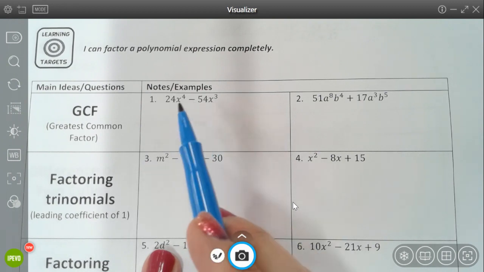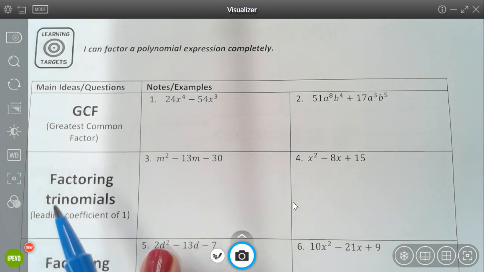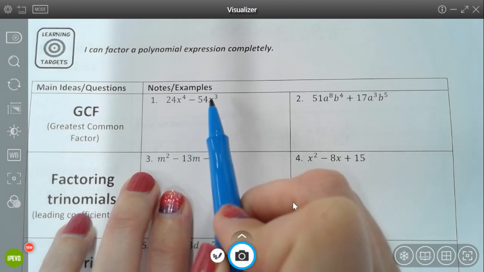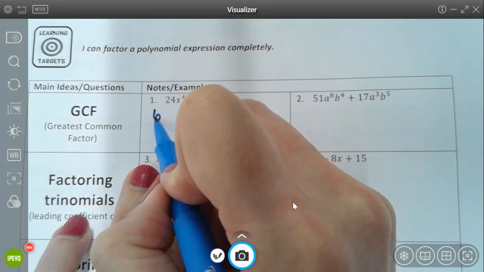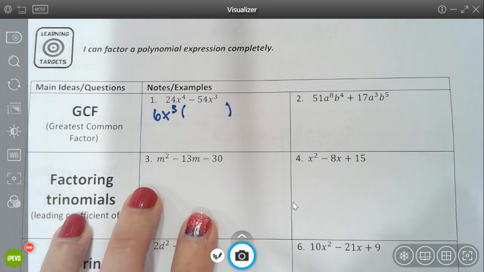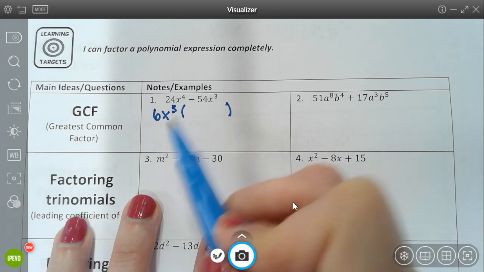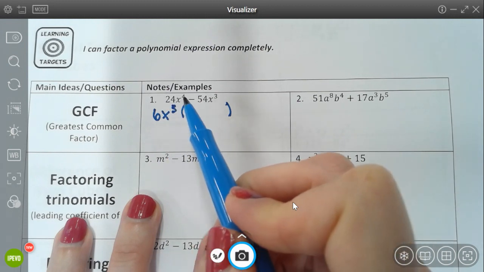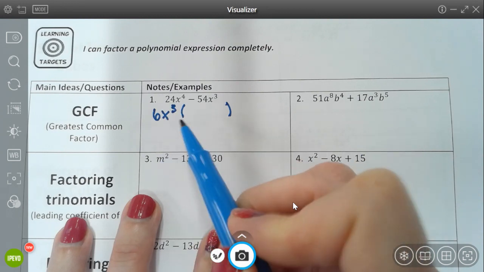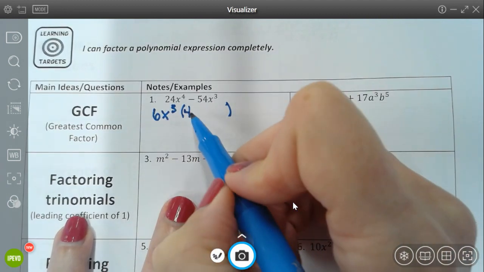And then when it comes to variables, if they have the same variable, you always want to choose the variable with the lower exponent, and that's going to be your common factor for that. So for 24x to the fourth minus 54x cubed, my largest common factor is going to be 6x cubed. And then in parentheses, we write the remaining factors, in other words, the value that would be left if we divide each term by that. So if I take 24x to the fourth and divide it by 6x cubed, 24 divided by 6 is 4, and then x to the fourth divided by x cubed is 1x. So I'm going to get 4x.